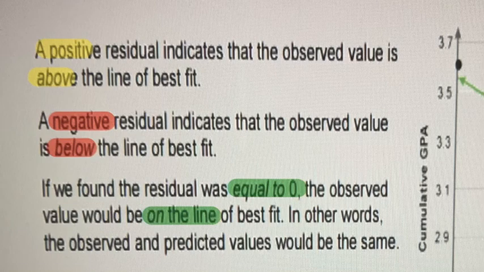We have a positive residual and a negative residual. A positive residual indicates that the observed value is above the line of best fit. A negative residual indicates the observed value is below the line of best fit. But what if the residual that I find is equal to 0? Well, that means the value would be on the line of best fit. In other words, the predicted values would be the same.